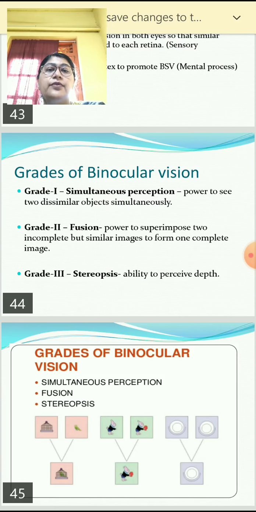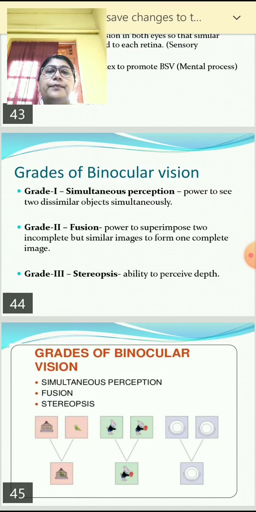Now grade 2 is fusion, the power to superimpose 2 incomplete but similar images to form one complete image. Here you can see a rabbit and another rabbit with a bunch of flowers. So after fusing you can see a rabbit holding a bunch of flowers. So this is fusion, the power to superimpose 2 incomplete but similar images to form one complete image.